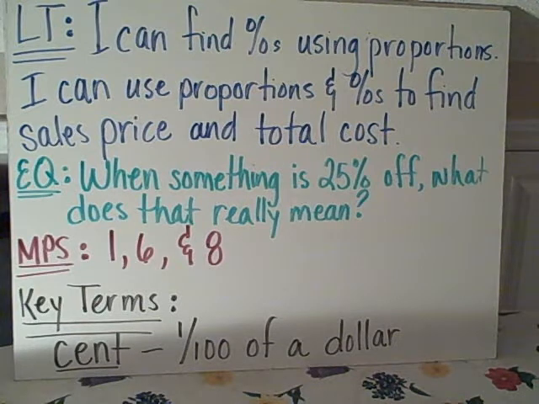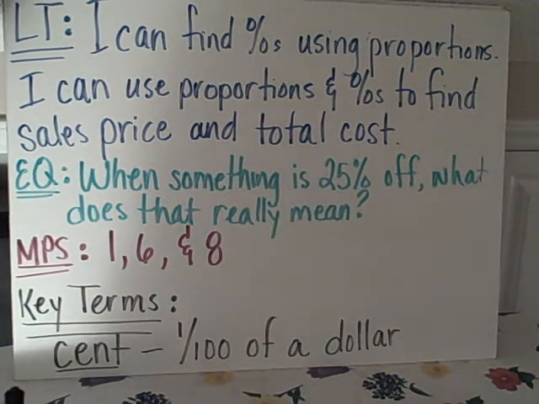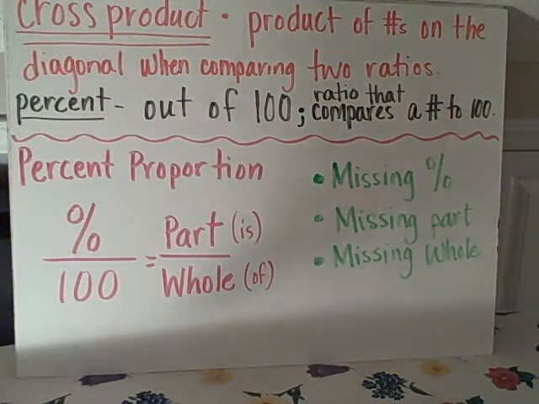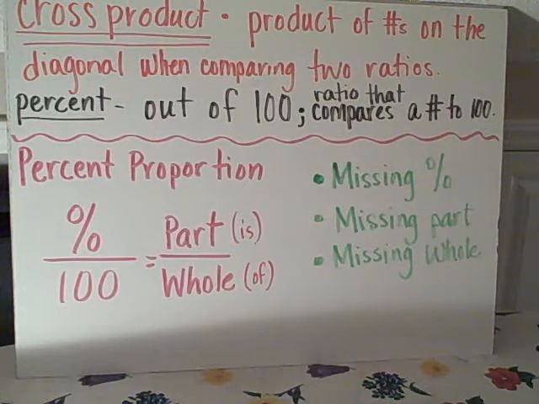The first one is cent, and that is 1/100th of a dollar, and we usually think about a dollar being our U.S. money. Our next term is cross product, and that happens to be the product of numbers on the diagonal when comparing two ratios. If you remember, we use cross products to find out if two ratios are proportional. And then percent. We've talked about in class the fact that percent means out of 100, but it's also thought of as a ratio that compares a number to 100.